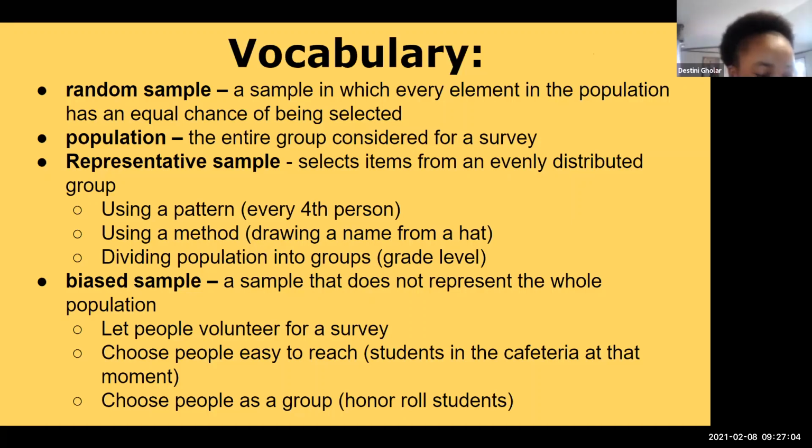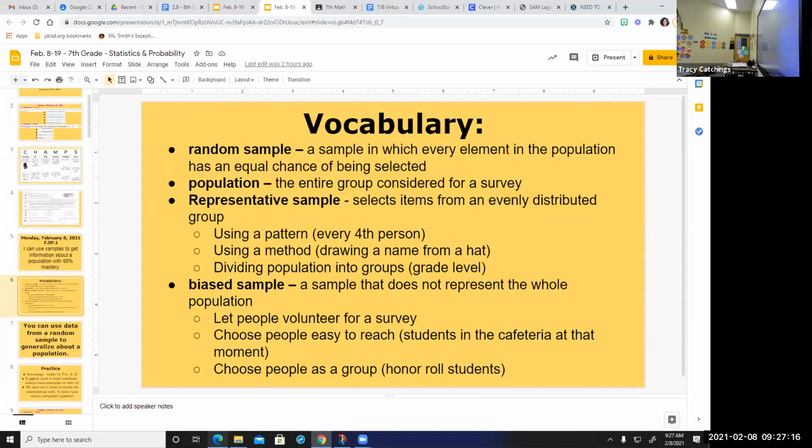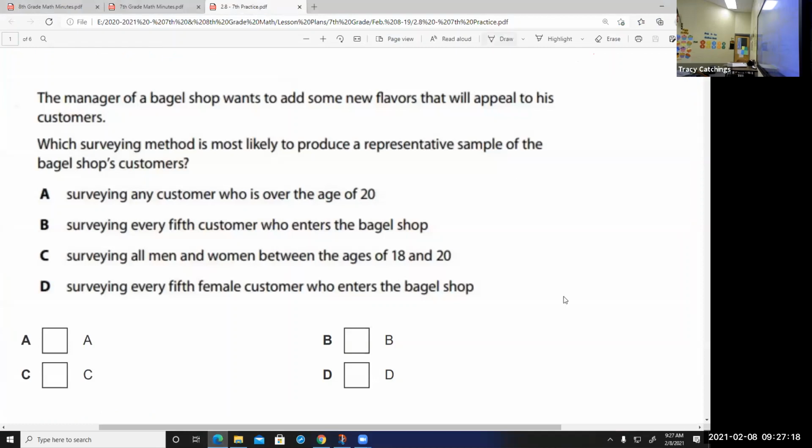Dividing the population into groups. Okay, so that's what goes when I say we cannot answer a question if we do not know what the question is asking. That means we first have to understand what a representative sample is. Now let's go back. So we already said A will not work because that's biased.